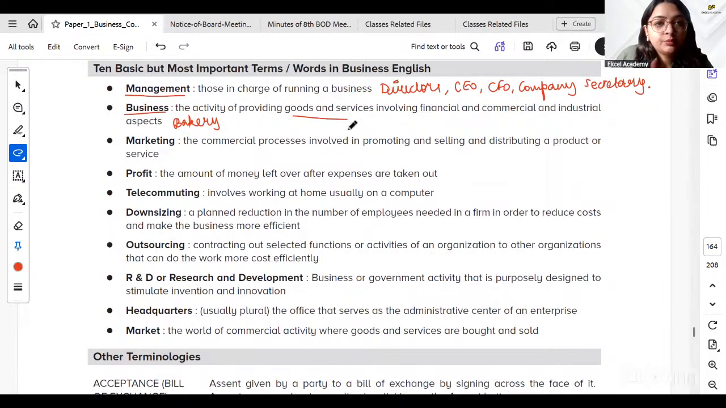Let's say you are a sole proprietor, then your business is going to be at a small scale. But let's say you decide to open multiple outlets, multiple factories, then you will have your industrial aspects also involved.